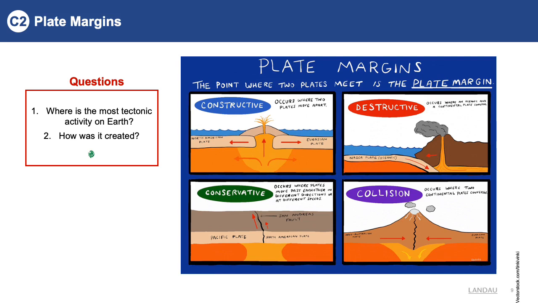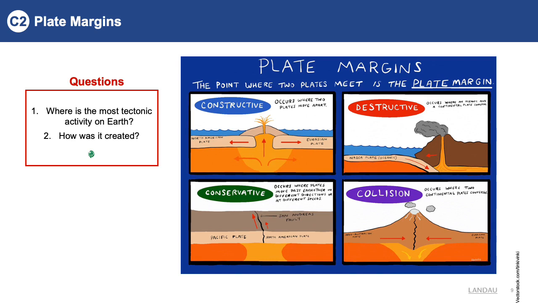The San Andreas Fault in California is the result of conservative margins. In 1989, a severe earthquake destroyed large parts of San Francisco. Unfortunately, San Francisco is located directly on the margin of two plates, which are sliding past each other.